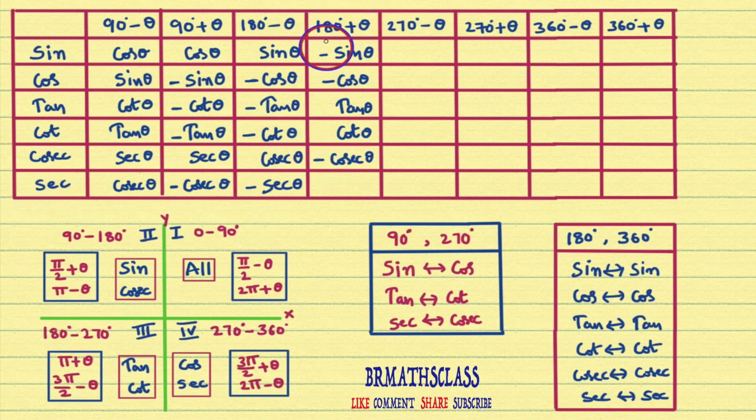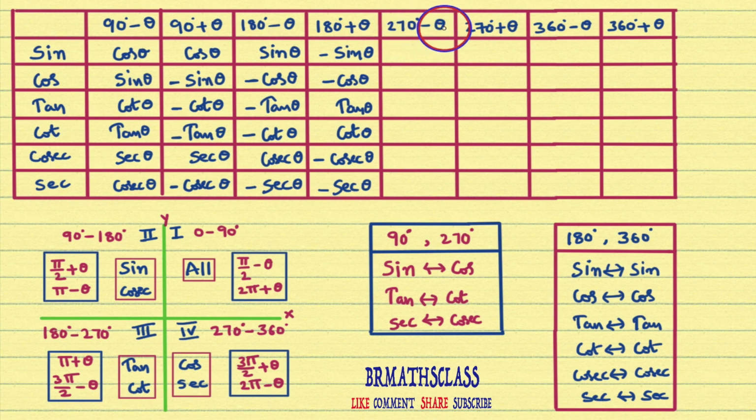Secant(pi plus theta). As 180 degrees is there, the function remains the same. This is secant theta. Pi plus theta is in the third quadrant. In the third quadrant secant is negative. In the third quadrant only tan and cot are positive. Remaining all are negative. Secant is negative. So what will you get here? You will get minus secant theta.